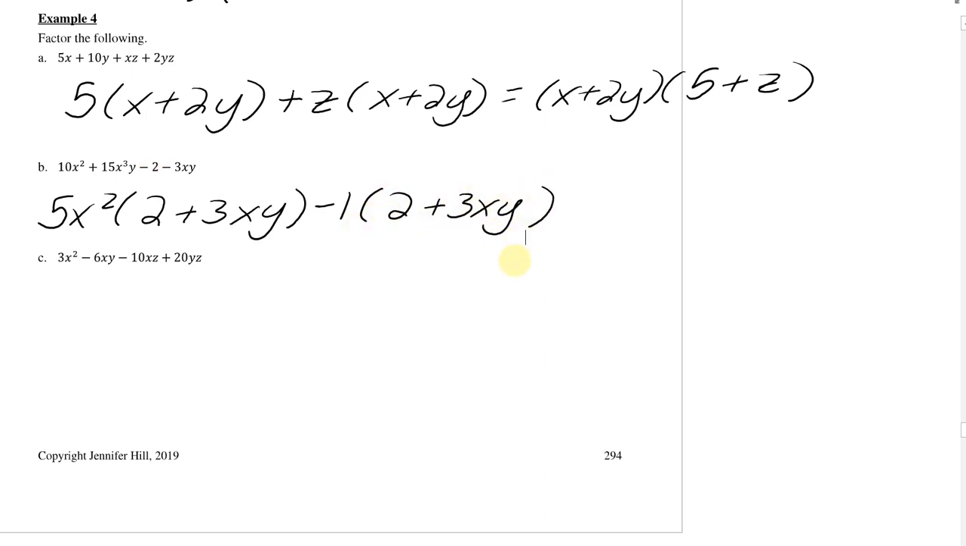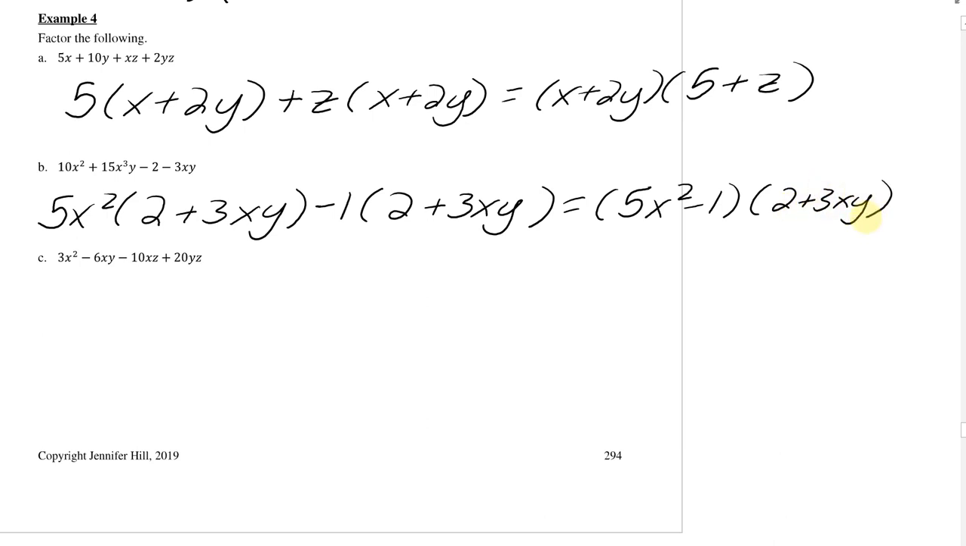So it's very important that you have that matching, right? If this were 2 minus 3xy, we would have something similar to that previous example, so they wouldn't match, and then we'd have a problem. But this will totally factor, so this will become, maybe I'll just flip the order, 5x squared minus 1 and 2 plus 3xy.